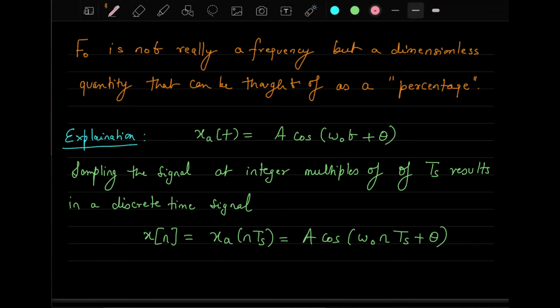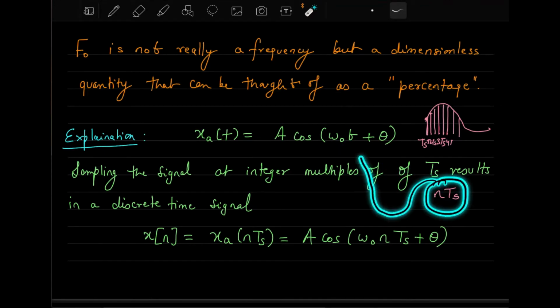If you have a signal like this, we are trying to sample the signal at discrete intervals like this, so it will be Ts, then 2Ts, then 3Ts, then 4Ts. So like this we will sample the signal, at the integer multiples of Ts, which is nTs. We will substitute this nTs into the time variable t. What you get is the discrete time signal x of n, which is discrete in time but not in amplitude. Amplitude will remain continuous. That is one of the important things to be noted here.